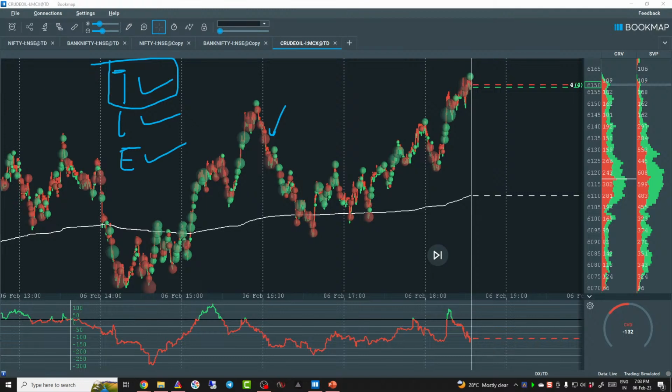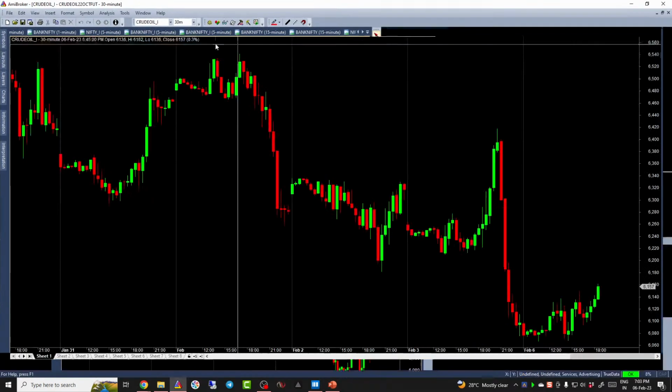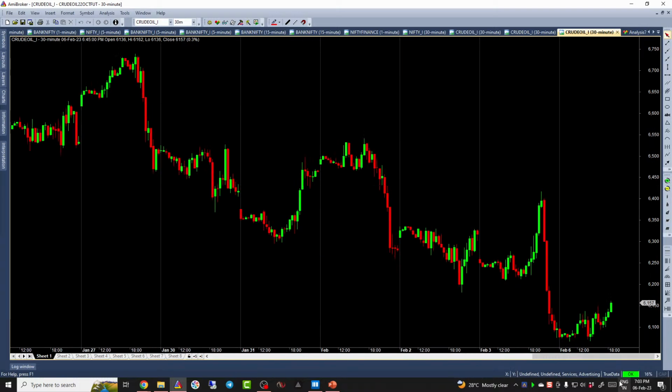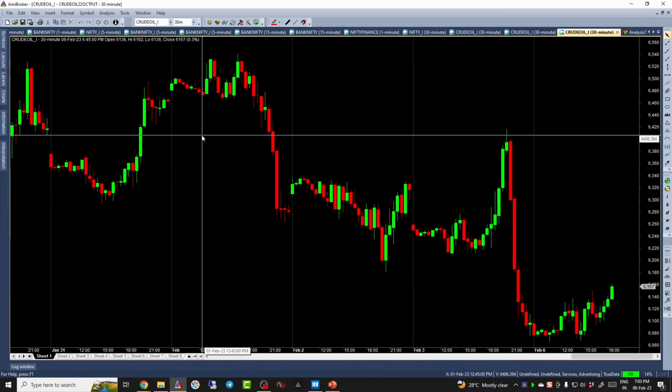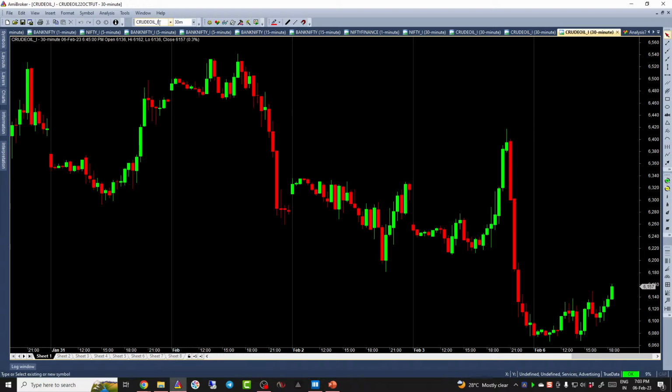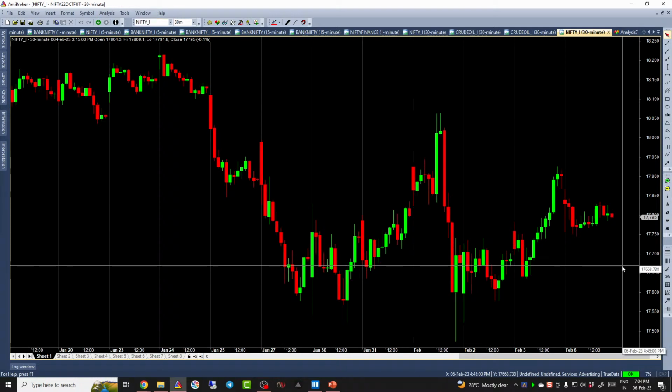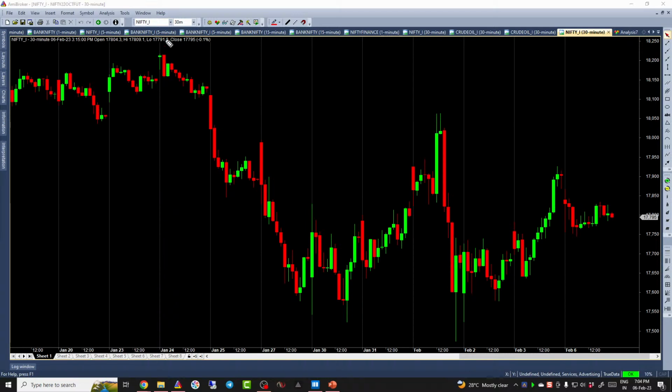So what exactly I mean is, let's start with the Nifty. This is AmiBroker software, which helps us plot the chart, and I'm using the TrueData data here. Right now the crude oil is running, but I will shift it to Nifty underscore I, which means the present continuous future. I'm presently looking at the information on the 30-minute chart.